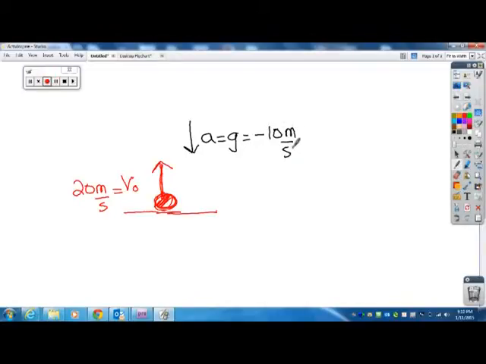This negative 10 meters per second squared means that the ball is going to slow down by 10 meters per second every second. As the ball travels up in the air, it's going to slow down by 10 meters per second every second. That's why it's 10 meters per second squared.